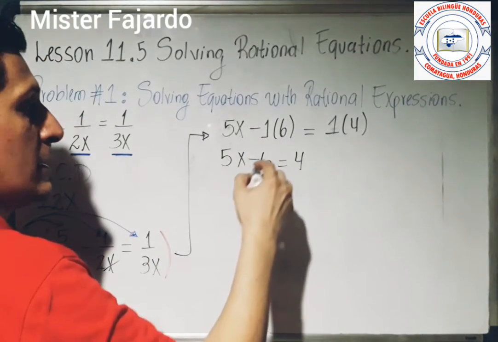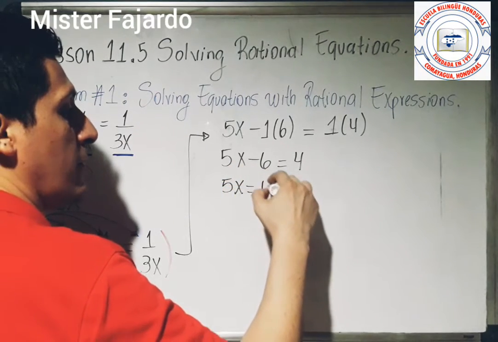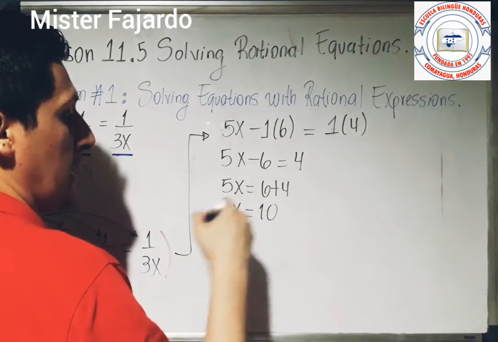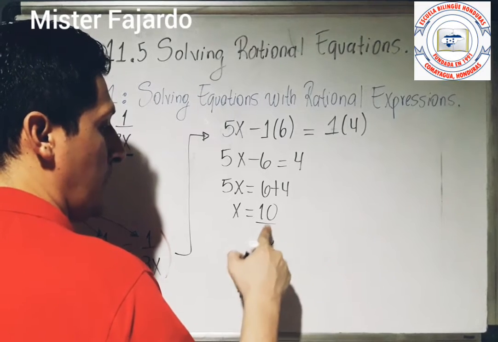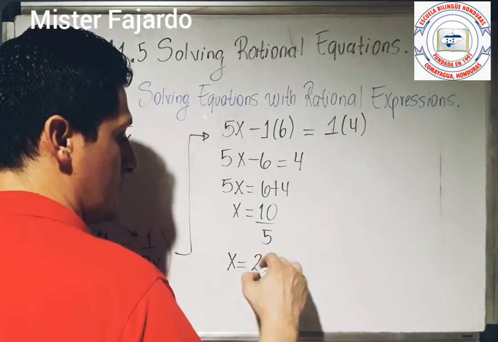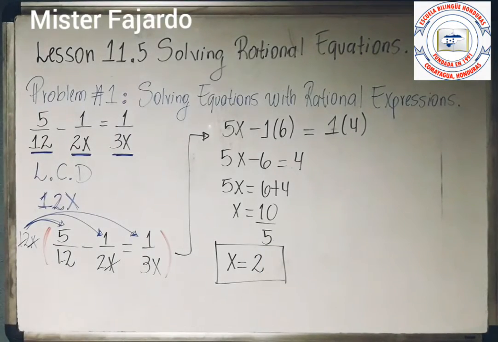Then solve it. This that is subtracting is going to pass adding to the other side. 4 adding to 6 is going to be equal to 10. And multiplication has to go dividing on the other side. 5, sorry. And it's going to be, in this case, x equal to 2. That's the value that you already get for your answer.